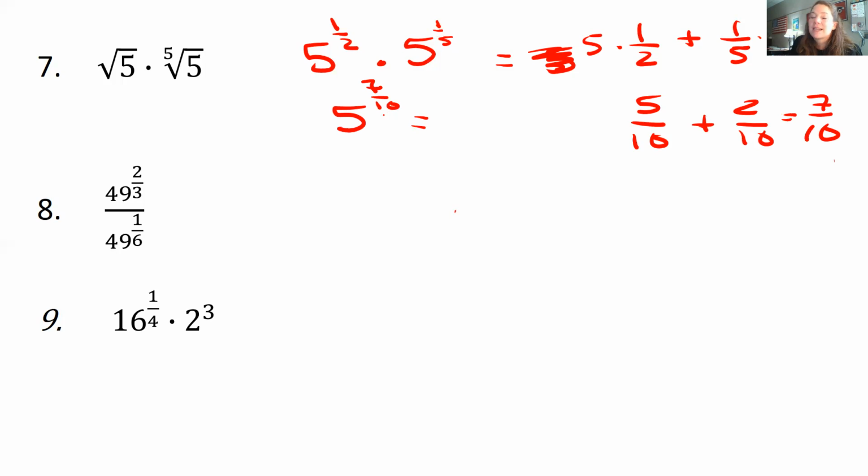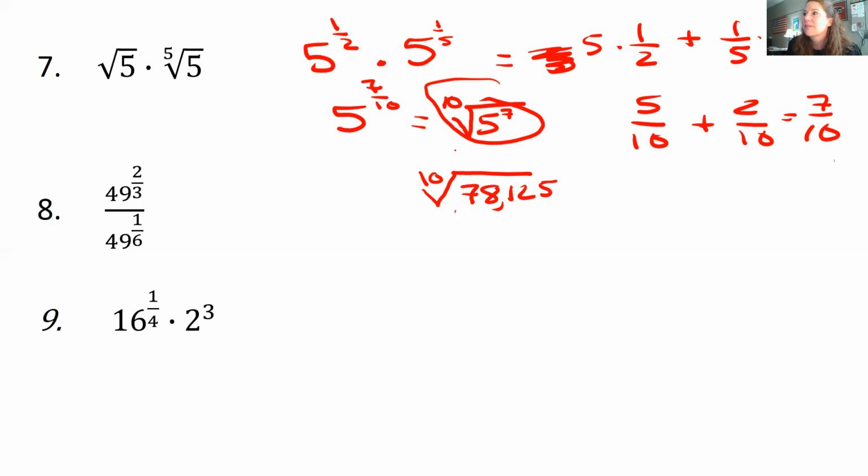So the denominator becomes the index to my radical. The 10th root of 5 to the 7th power. Well, we can figure out what 5 to the 7th power is on our calculator. 5 raised to the 7th power is a great big number. So it's the 10th root of 78,125. Okay, so depending on what the directions say, either the answer is this, or if we want to go a step further, it's this. Okay.